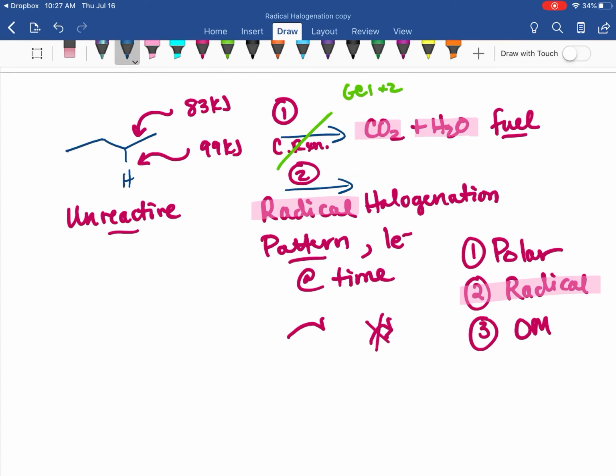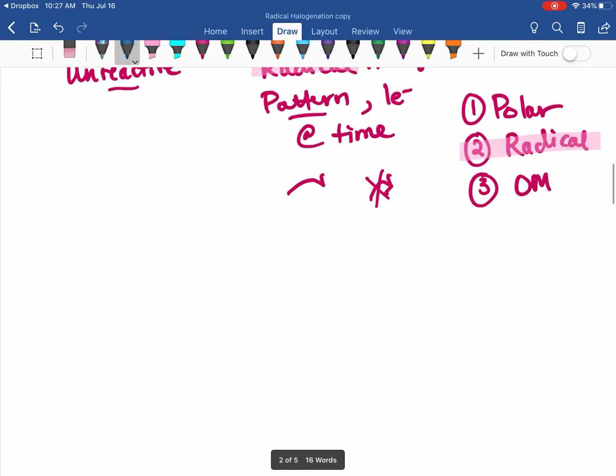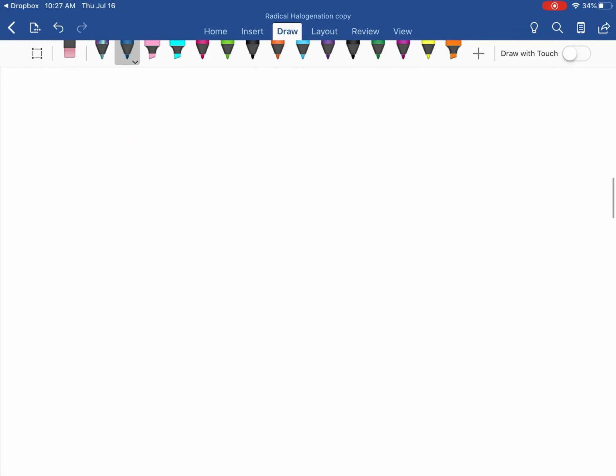So they look like little fish hooks. You can always tell a radical mechanism versus a polar mechanism by the arrows that are used. Awesome. So let's get a little bit more specific then. What does a radical halogenation look like?